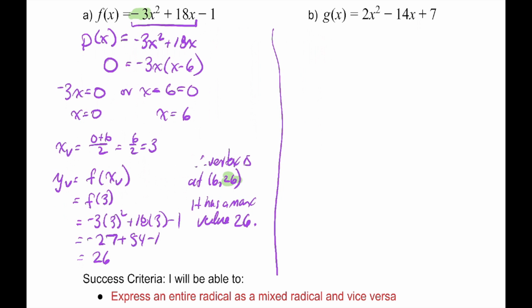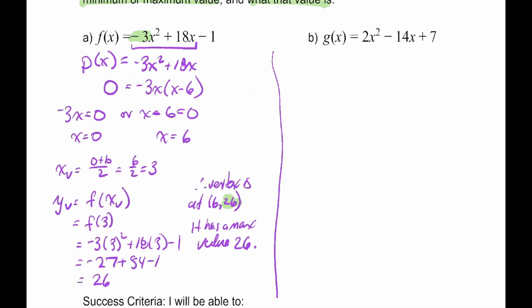All right, so let's go through a second example. We have g of x is equal to 2x squared minus 14x plus 7. Again, we define another function, p of x is equal to 2x squared minus 14x. Again, we want to find the zeros, and here we could factor out a 2x. So we get x minus 7.